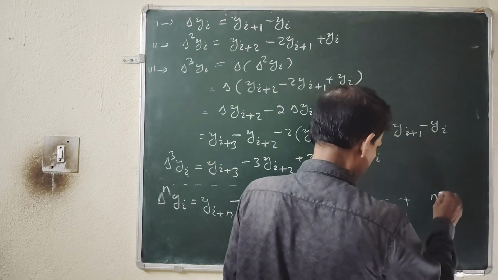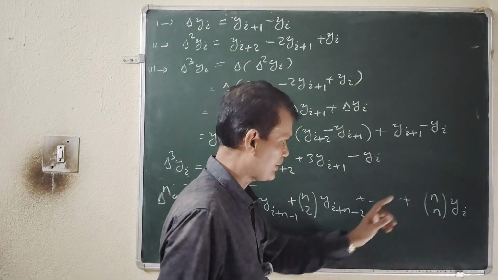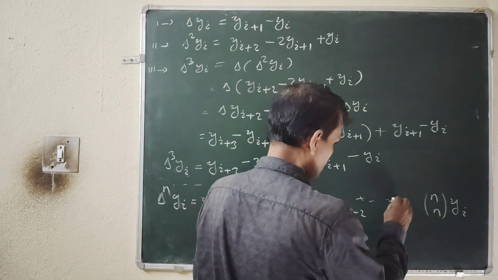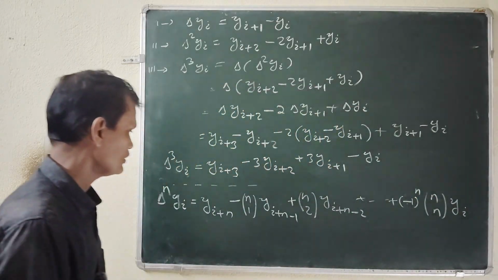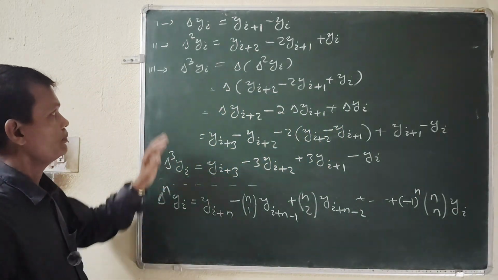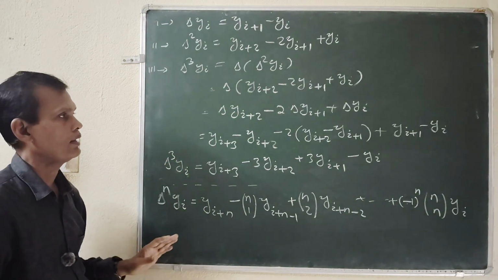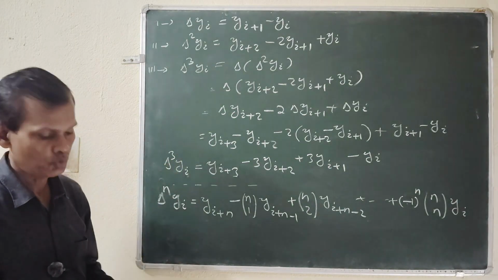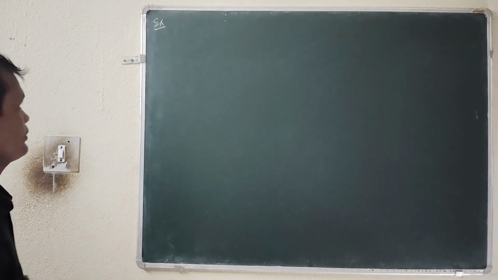The last term will be nCn y i. But what about the sign? The sign depends on n, that is minus 1 to the power n. So this is the general formula for the forward difference table. This is all about the theoretical part of the forward difference table. Now we will work out a numerical on it, relating to forward difference.